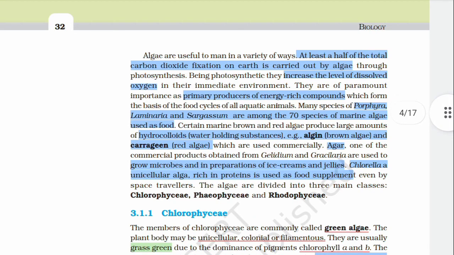Okay, this paragraph explains the uses of the algae. First one is, at least half of the total carbon dioxide fixation on earth is carried out by algae. So they are plants. Plants usually take in carbon dioxide and release oxygen. So at least half of the carbon dioxide fixation is by algae. And next one is, as they take in carbon dioxide and release oxygen, they increase the level of dissolved oxygen in their immediate environment.